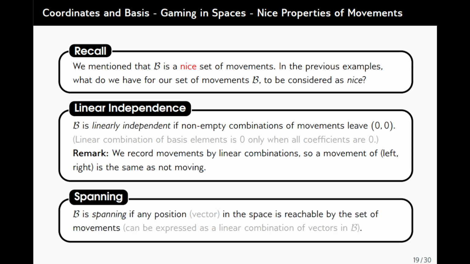Spanning. Spanning is even easier. It means every point on your map or on your space can be reached by your movements. For example, if I only give you a movement upwards, I only give you E2, but I don't give you E1, how can you get here? You can't, right? So this is called not spanning. Spanning means that you want to have a way or another to get to every single point on the space. It's called spanning.